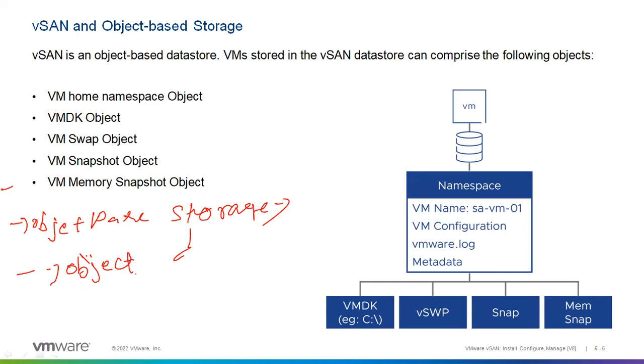Objects are my virtual machine namespace, my VMDK file, swap file, snapshot, memory snapshot. All these are the different types of objects that are stored in the underlying storage, inside the vSAN data store.